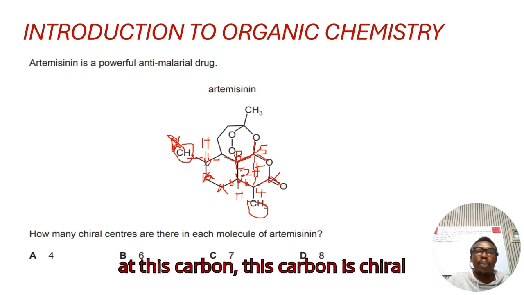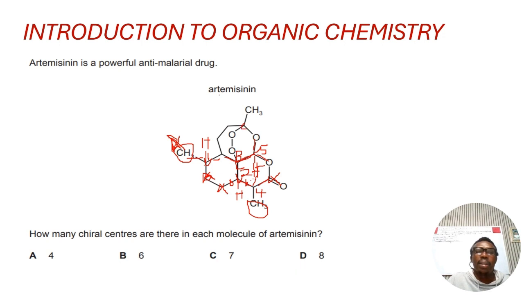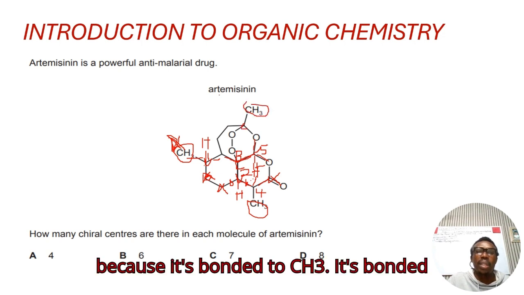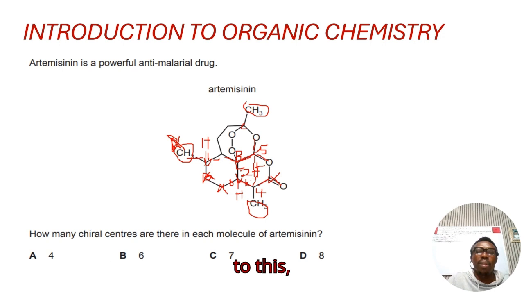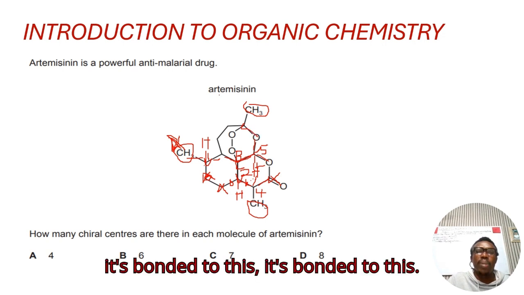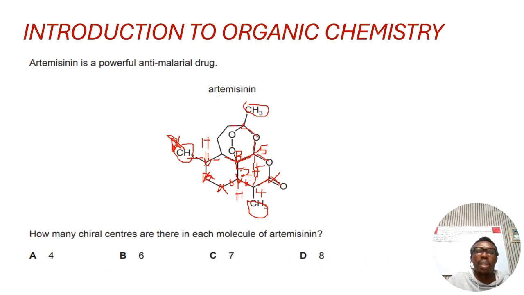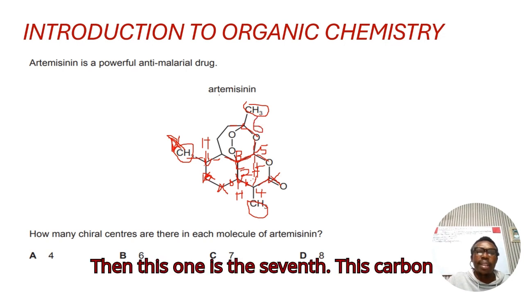Then if you look at this carbon, it is chiral because it's bonded to CH3, it's bonded to this, to this, and to this. So this is the 6th. Then this one is the 7th.